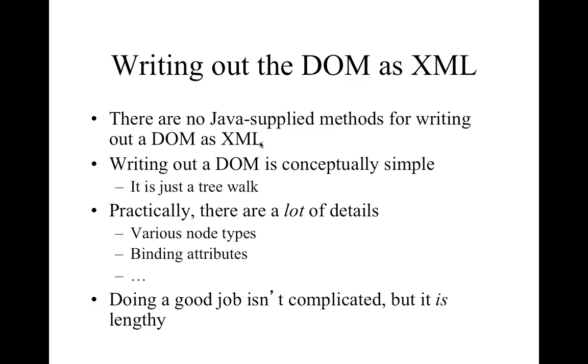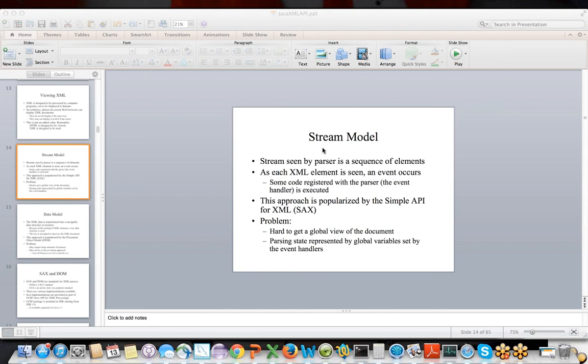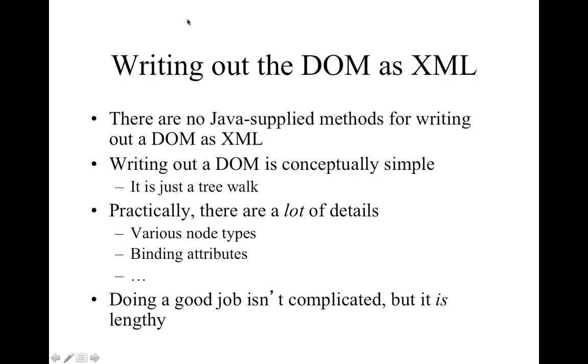Writing out the DOM as an XML. So there are no Java supplied methods for writing out a DOM as an XML, but you can actually write that yourself. Writing out a DOM is conceptually simple. It is just a tree walk. That means you construct the entire DOM builder, you construct the entire document, add all the nodes that you want, and you just spill it out as a string. Okay. You just spill it out like a string.